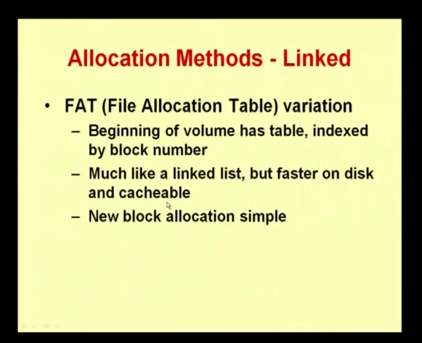In the Windows file system, we have the FAT allocation method. FAT is the file allocation table variation, wherein at the beginning of the volume we have a table which is indexed by block number. It is much like a linked list, but it is faster on disk and cacheable. Cacheable means bufferable, and new block allocation is pretty simple in Windows when compared to the other allocation types. So with this, we will summarize what we have seen in today's lecture.